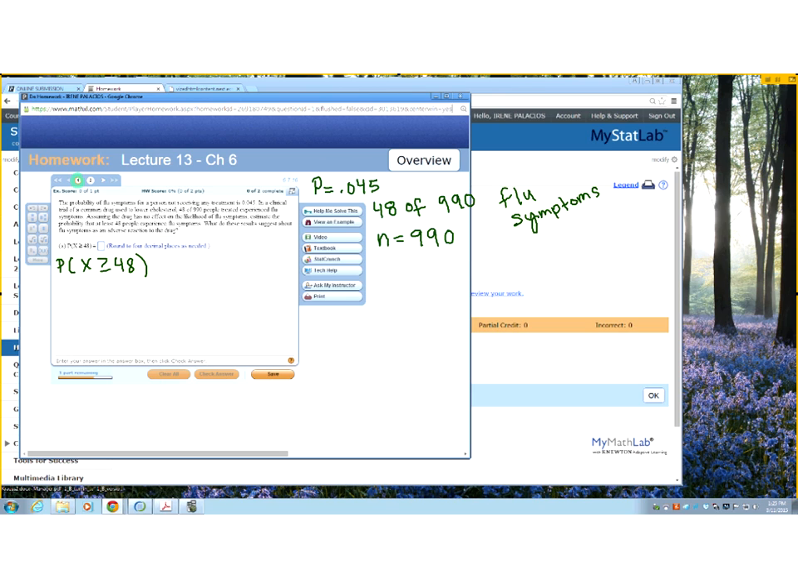So what we have to do, let me change my colors here, is step 1 says we have to check n times p and n times q. So you want to make sure that that is satisfied. So what do you guys think? Is it satisfied or not?